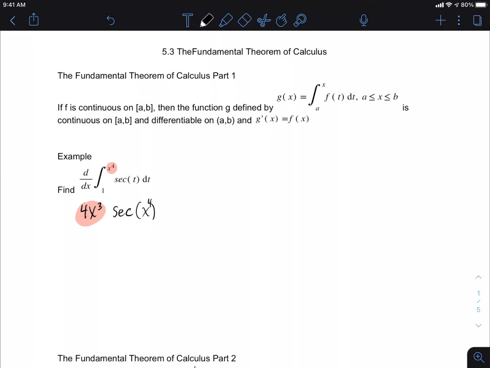And the reason that the lower bound disappears is because if we would do the integral, right, we would have gotten... what is the derivative of the bottom? That lower bound? It's 0. So 0 times secant of 1 is going to be 0. So that's going to drop out. So we don't need to worry about that if it's a constant. If it's a variable, then we need to be concerned with the variable.